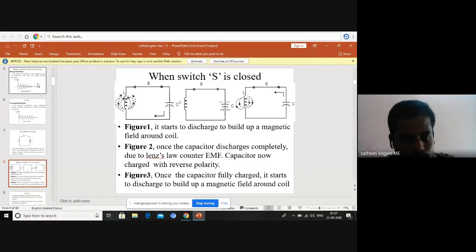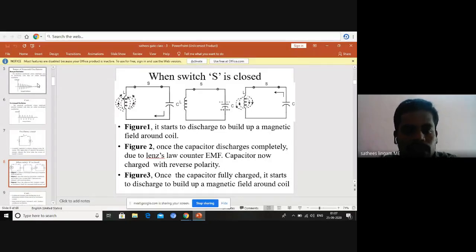Current is different. The current flows from positive to negative, while the electron flow is from negative to positive. So here the electrons are flowing from one side to the other, which is creating the magnetic field around the coil due to the discharged capacitive energy.